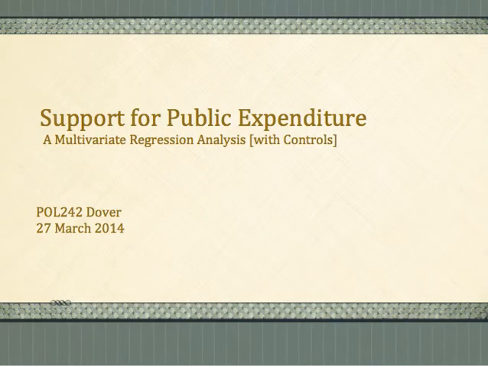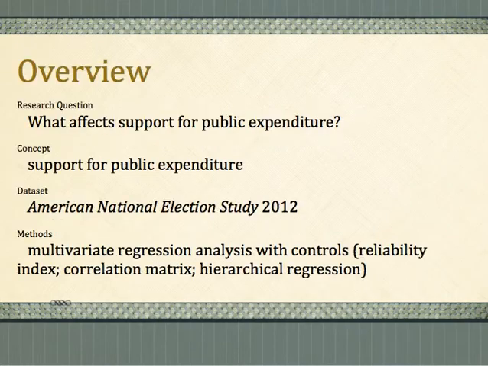Support for public expenditure, a multivariate regression analysis. The data set used is the 2012 American National Election Study. The concept being measured is support for public expenditure. The approach I will be using is a multivariate regression analysis, which includes a reliability analysis, a correlation matrix, and the use of hierarchical regression.